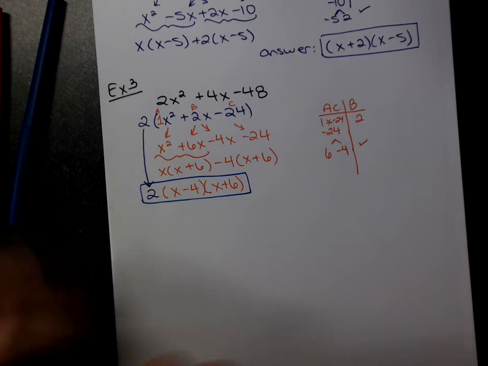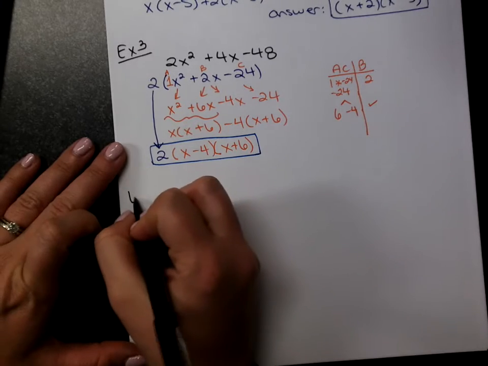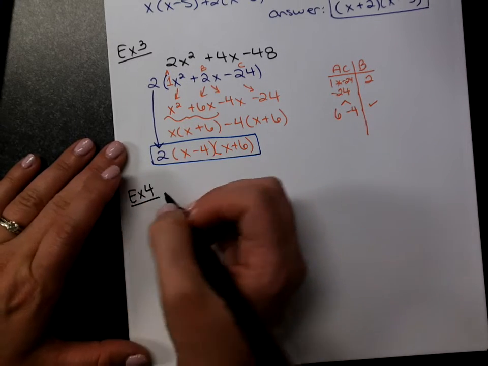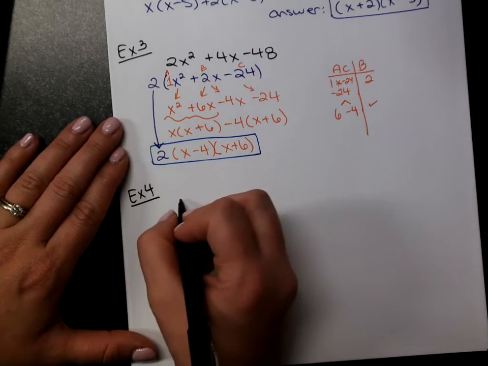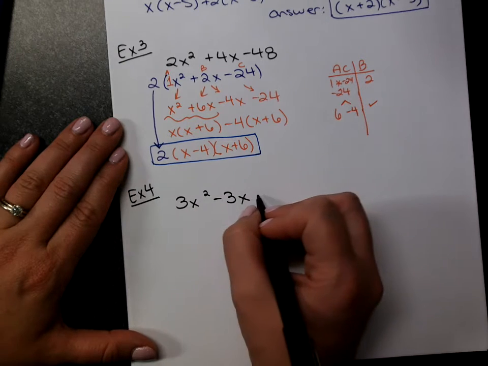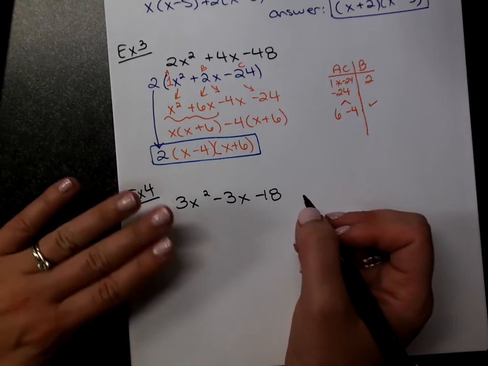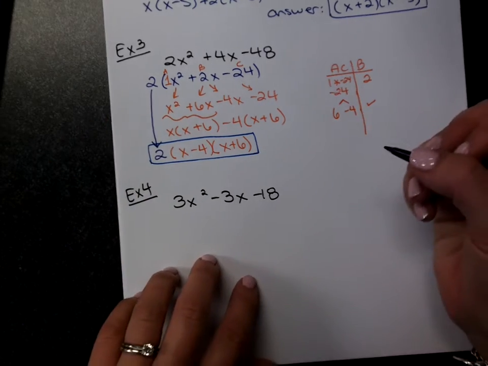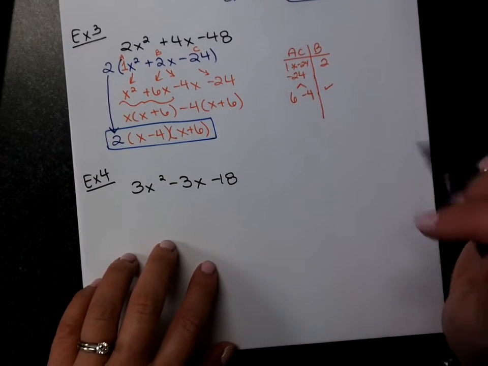Alright, I want to give you one of these to try if you did not try example 3 on your own. Example 4, 3x squared minus 3x minus 18. Pause the video, try it on your own, and then play it back and see how you did.